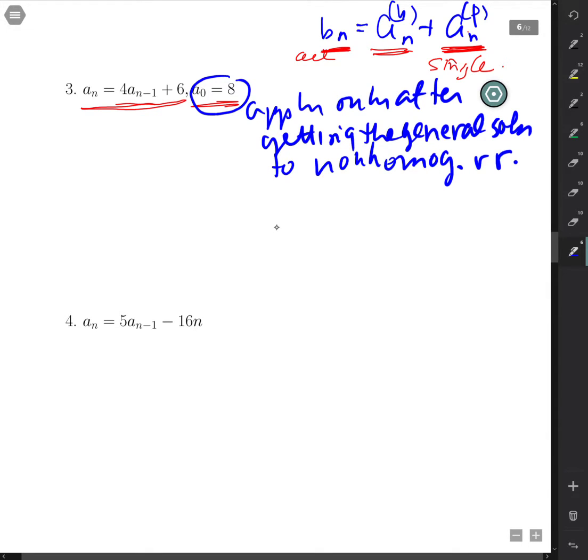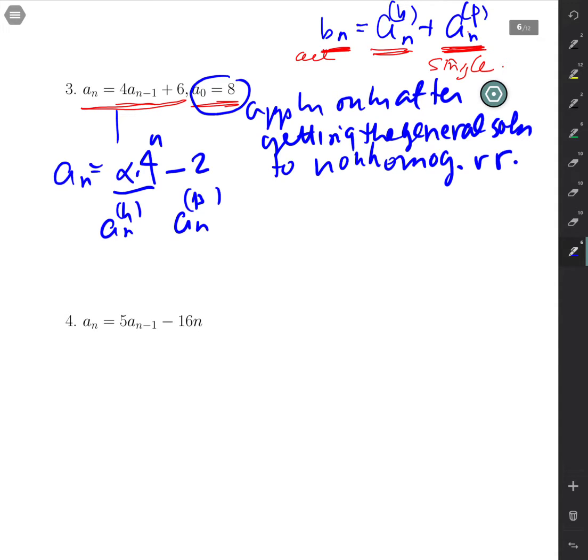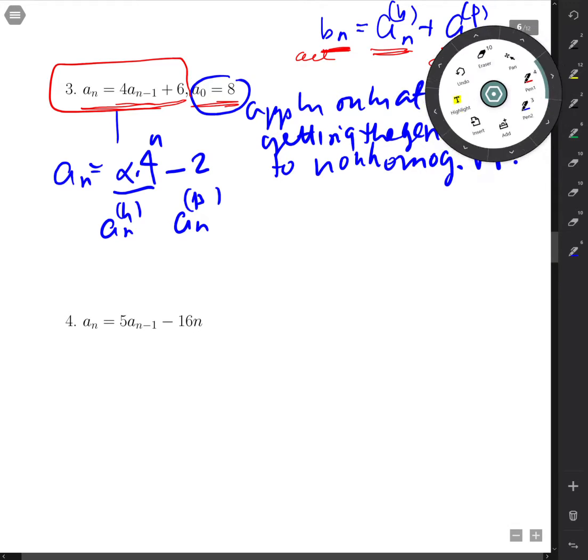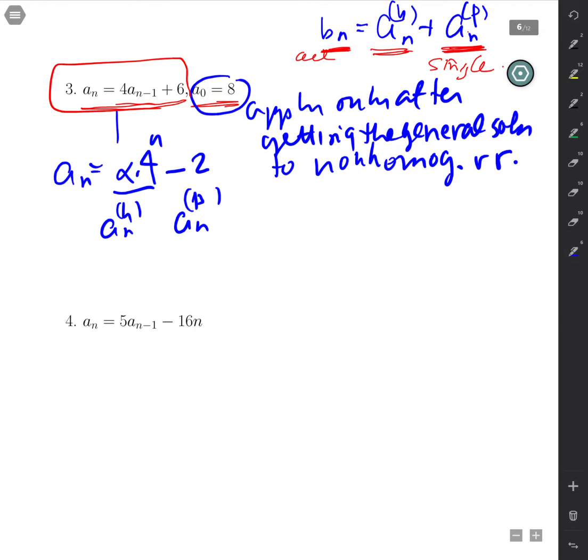We have that a_n has to be of the form alpha times 4 to the n, that was the homogeneous part, a_n super h, and then minus 2, that was a_n super p, the particular solution. Where alpha ranges over all real numbers, that gives us all solutions of the non-homogeneous recurrence relation. So now that we have that, we'll apply the initial condition.